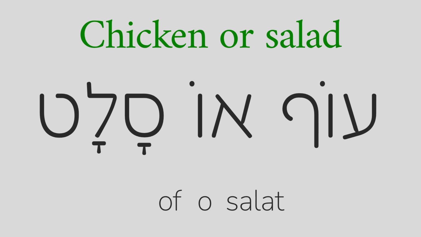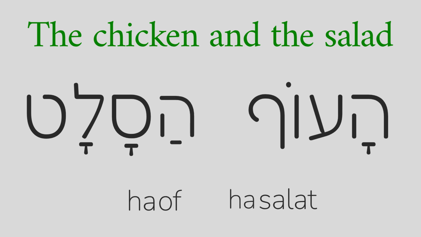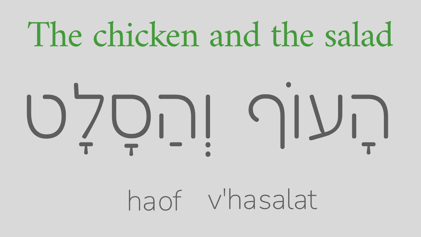And finally, how would we say the chicken and the salad? Well, we are saying the with both words, so we add a ha onto both of and salat: ha-of and ha-salat. Onto ha-salat, we add a vav, meaning and. Ha-of va-ha-salat, the chicken and the salad.